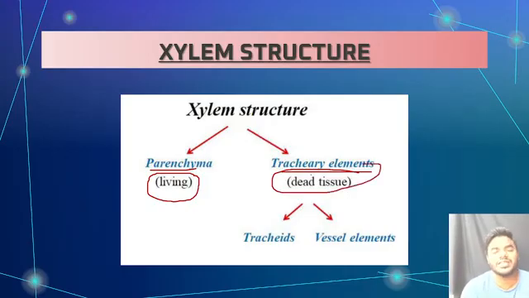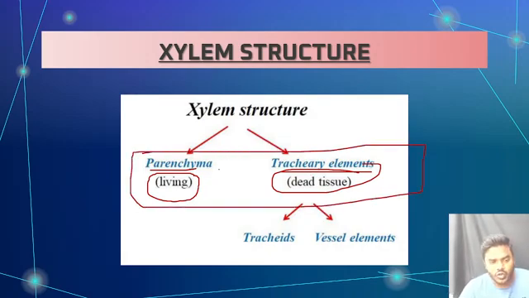So if I ask you a question, xylem contains two. Among these two, which can conduct the water efficiently? Listen to my question carefully. In the xylem, which can conduct the water efficiently? Most of the students will give parenchyma as the answer, which is absolutely wrong. Parenchyma is never involved in the transport of water efficiently, right? So it is the tracheary elements.